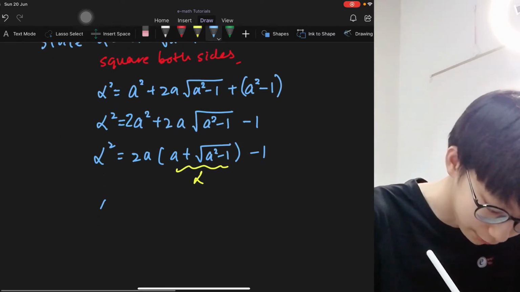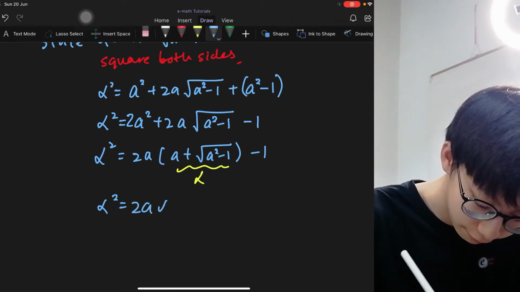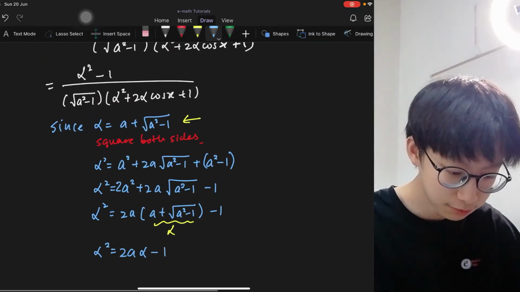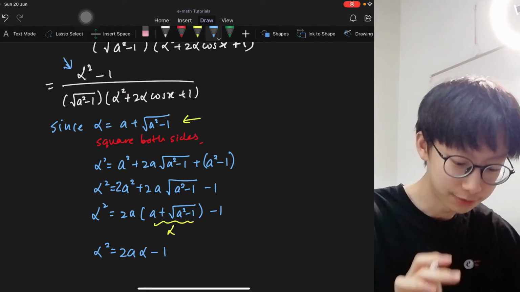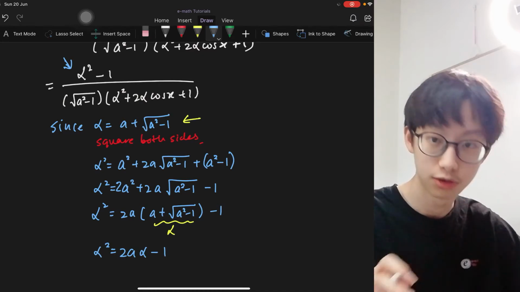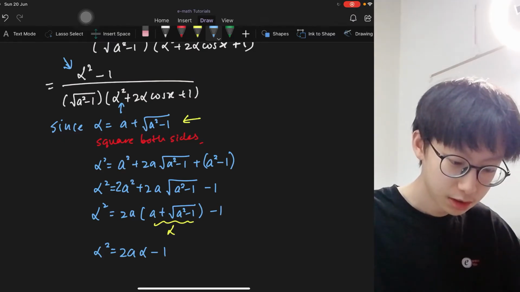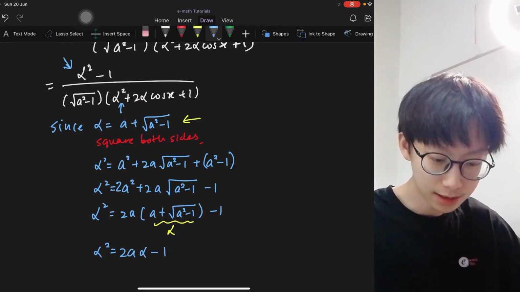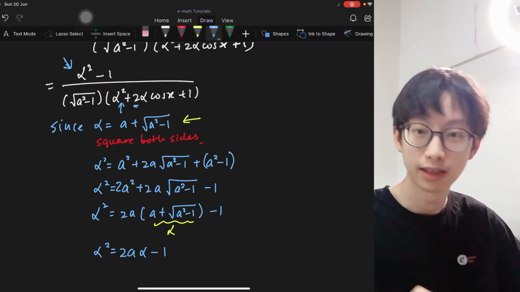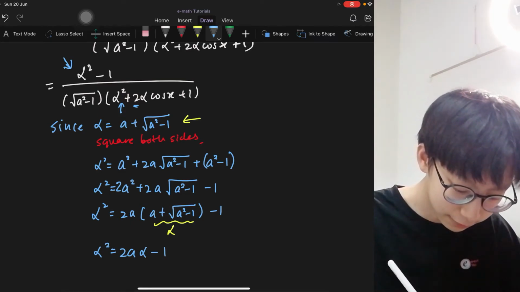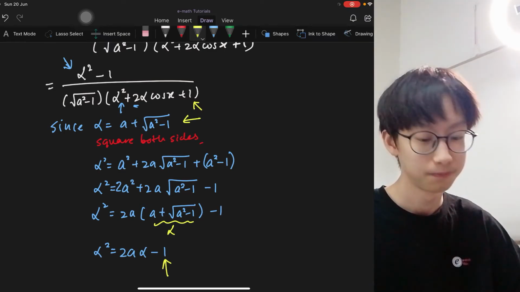Let me write down for you. Alpha square is 2a alpha minus 1. If you put this one into here, you focus on this one first. You have 2a alpha minus 2. Then you can factor out the 2. And if you put this one into here, you also have 2a alpha minus 1, and you have a 2 here, which means you can factor out the 2 again. And maybe this negative 1 and this positive 1 can cancel each other.